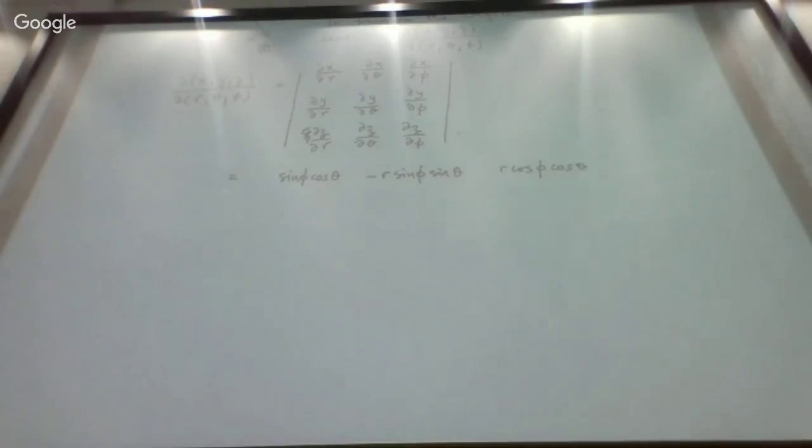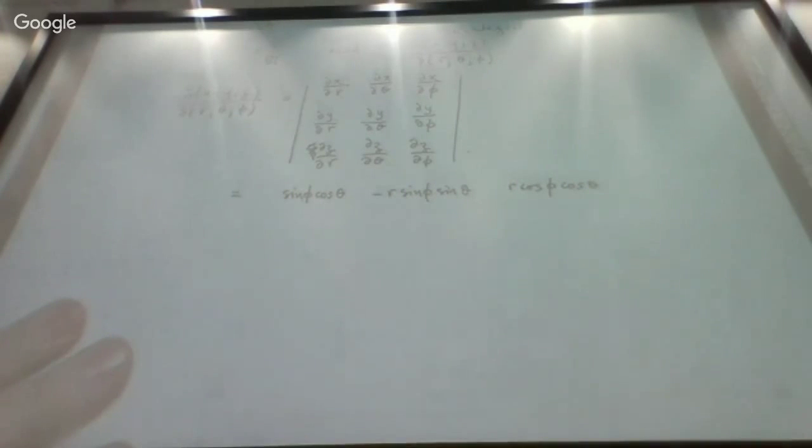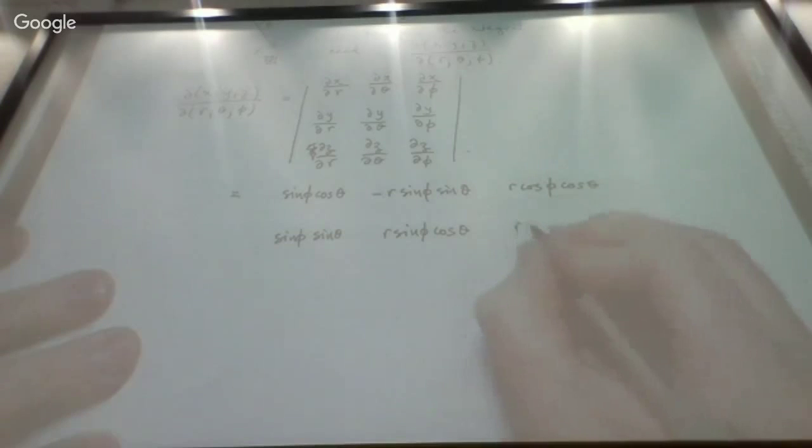Let's do the same thing for the variable y as we go across. Any questions, or just shout out or stop me if there's something you'd like me to clarify. The next row: dy/dr is going to be sine phi sine theta. dy/dθ is going to be r sine phi cosine of theta. And dy/dφ is going to be r cosine of phi sine theta.